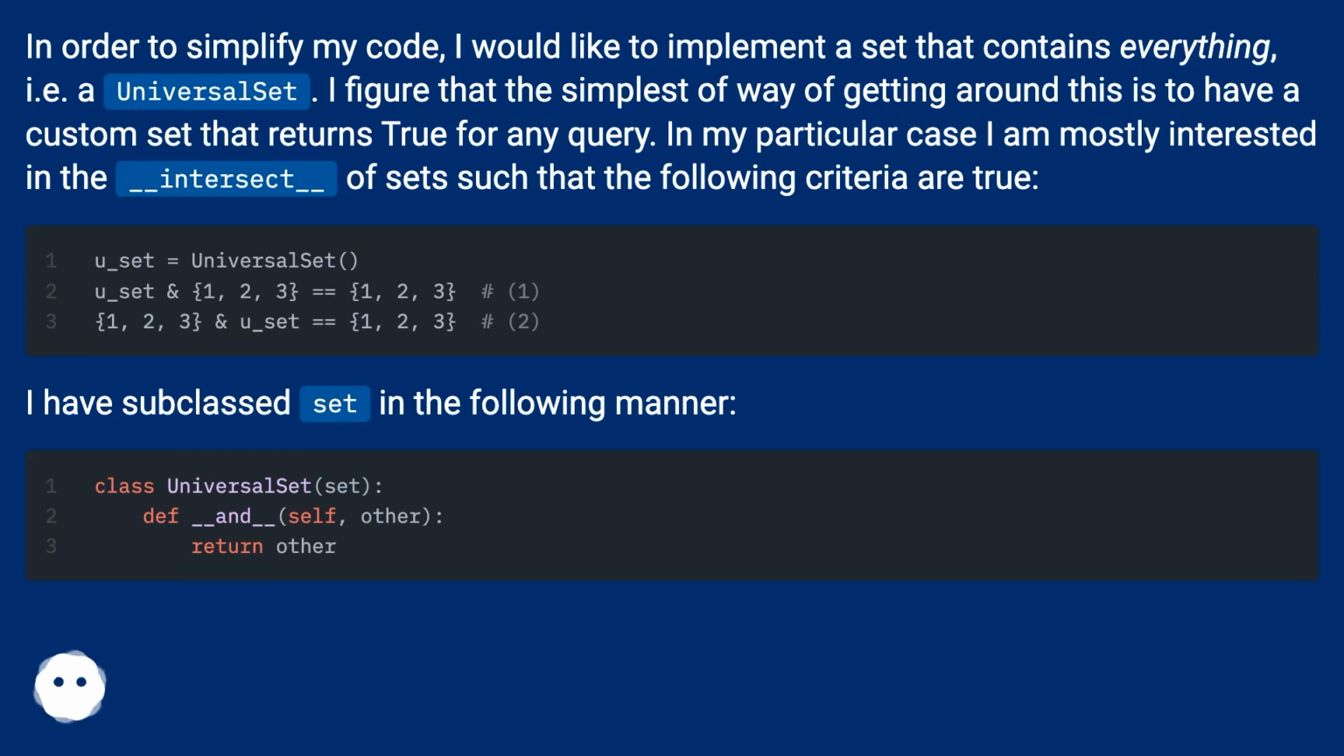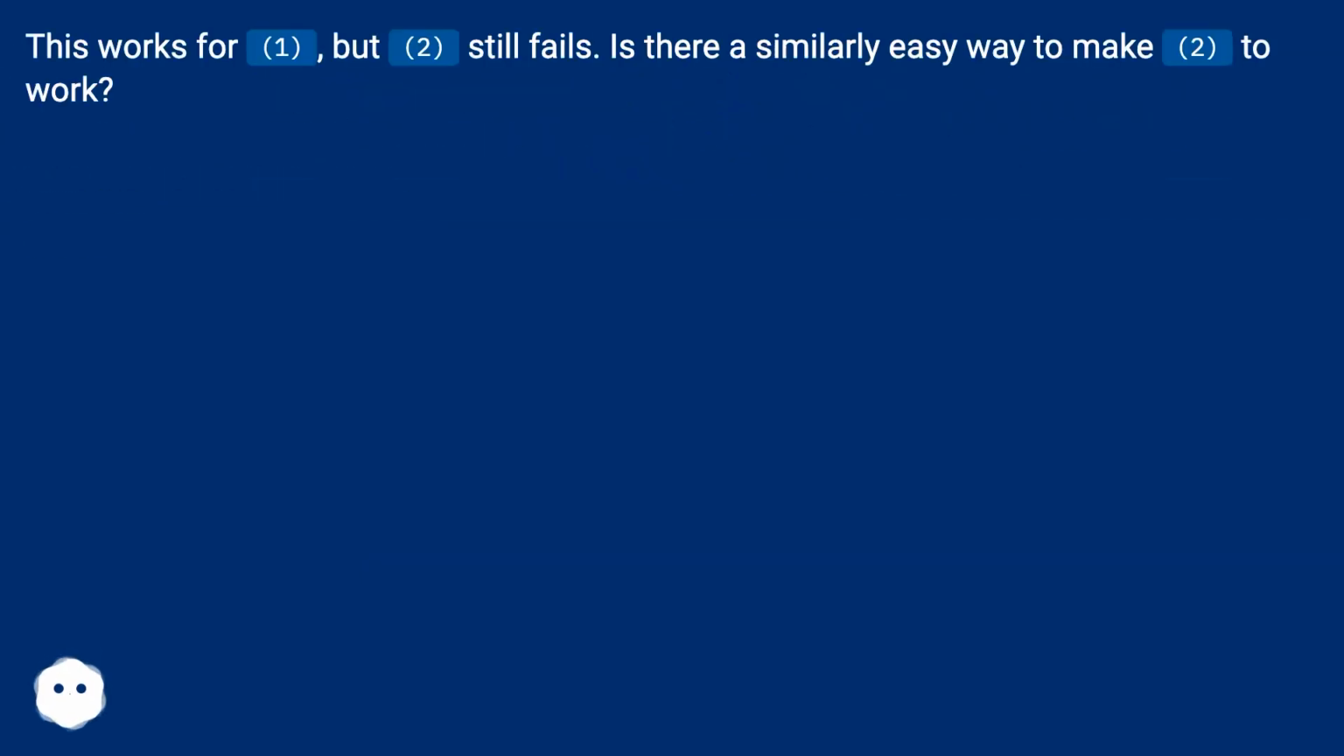In my particular case, I am mostly interested in the __intersect__ of sets such that the following criteria are true. I have subclassed set in the following manner. This works for 1, but 2, it still fails. Is there a similarly easy way to make 2 work?